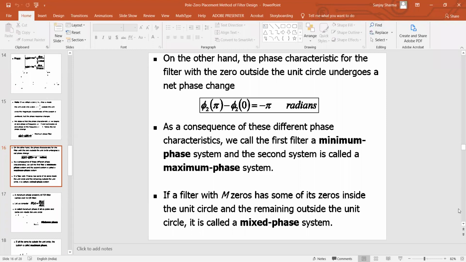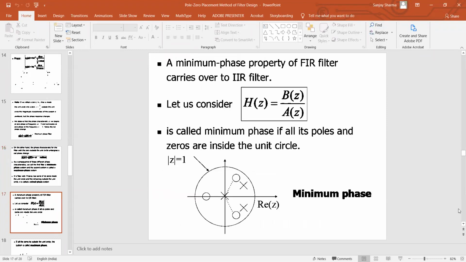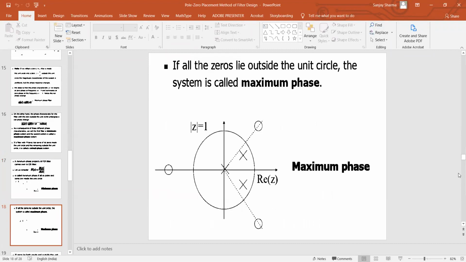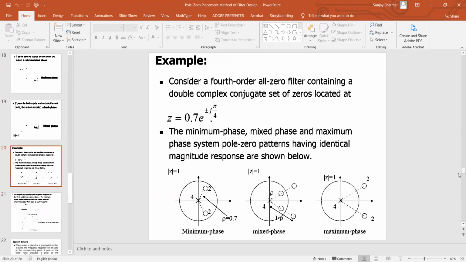Okay, so that is about the zeros of the system. Zeros can come anywhere on the Z plane. The zeros can be outside the unit circle or inside the unit circle. But poles have to lie inside the unit circle if the system has to be stable. Okay. Now let us consider an example here.